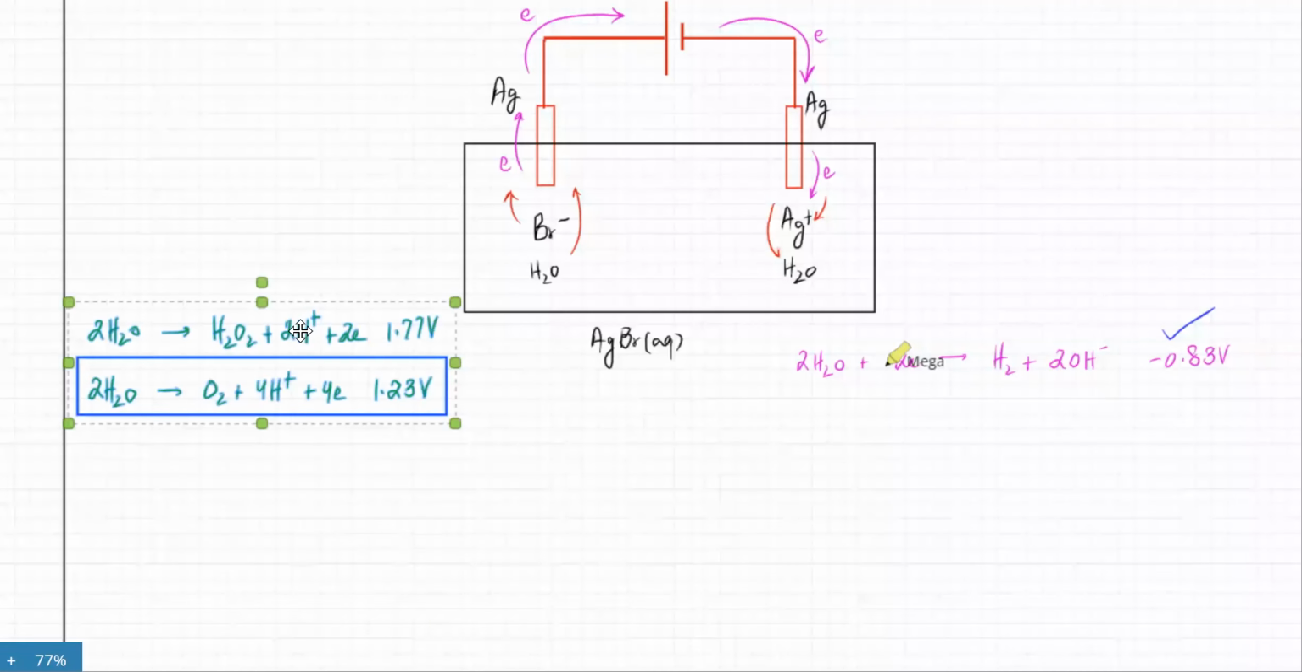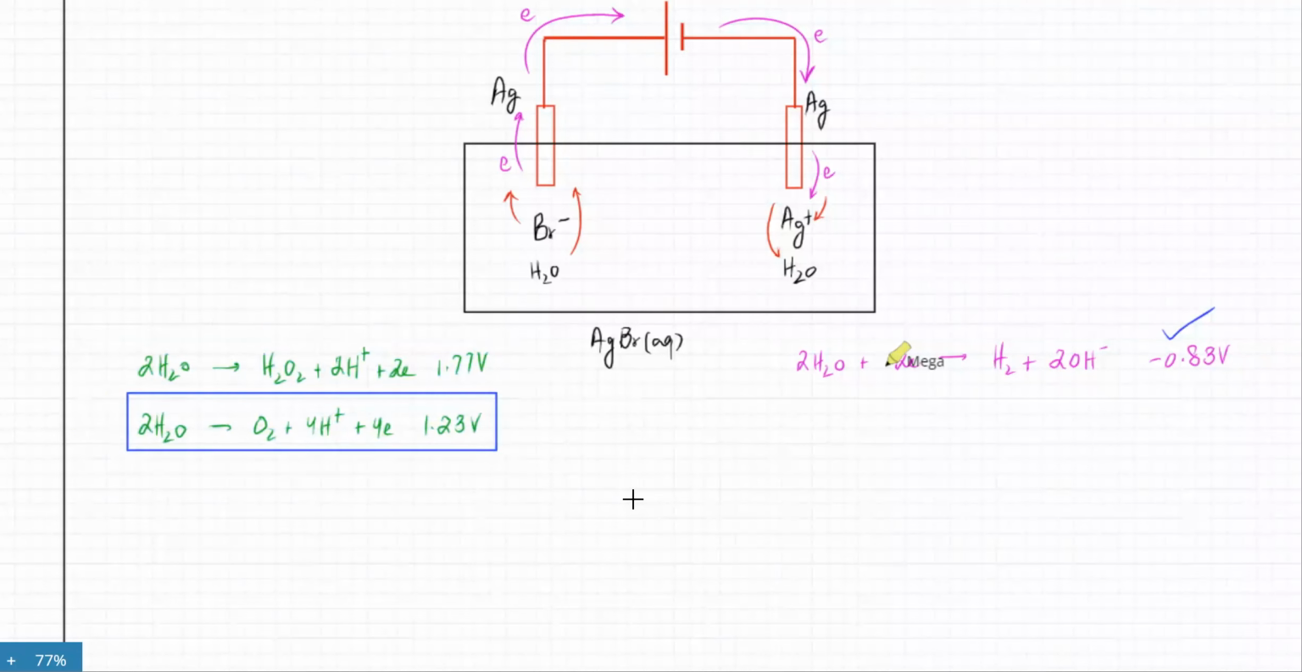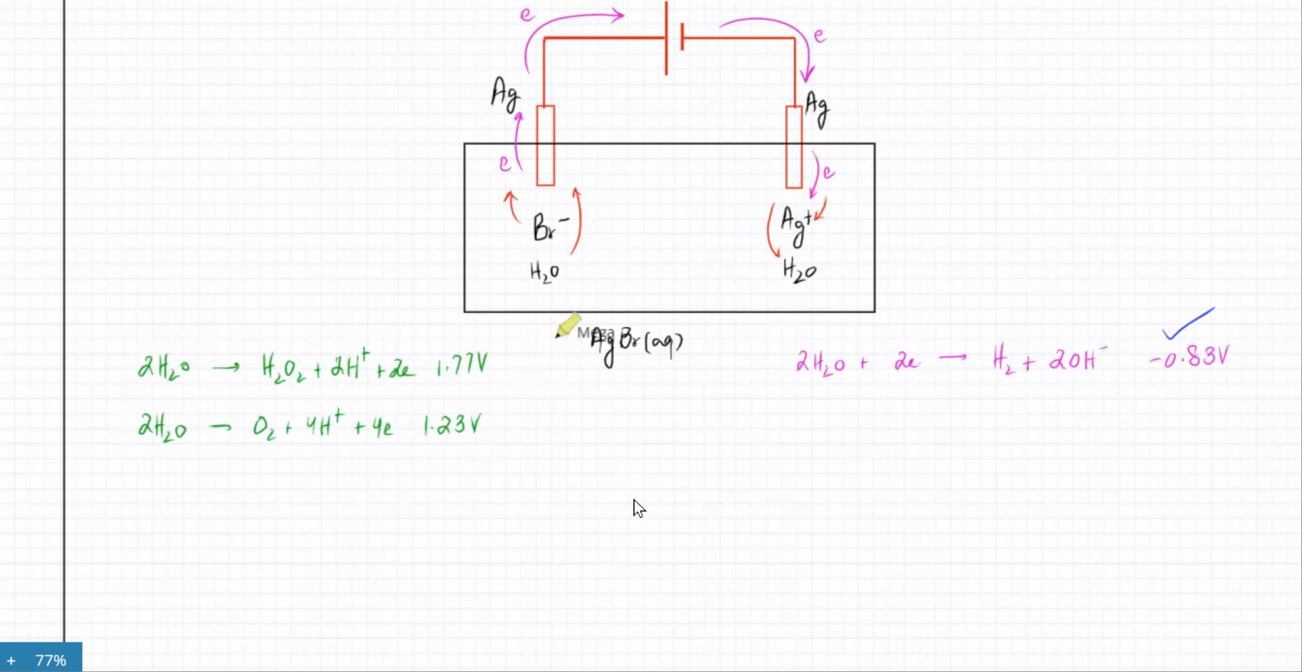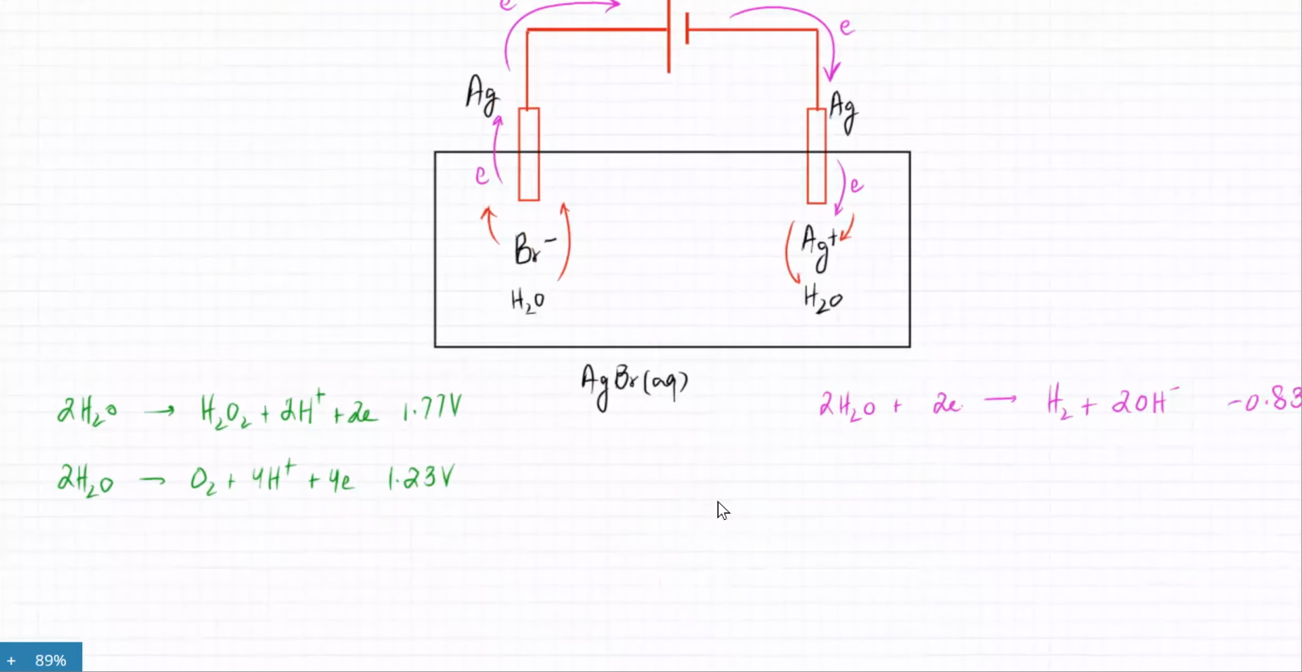At the moment, I haven't selected which reaction will happen, so I'm just writing down all possible reactions. So for water, I've written that. I'm going to add one for Ag+1 where it gains electrons.